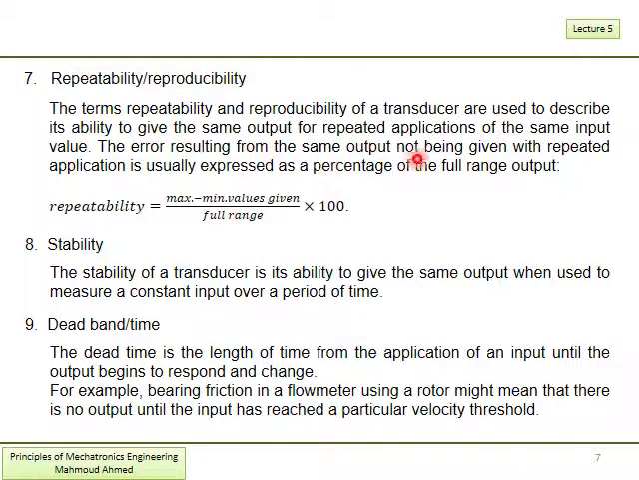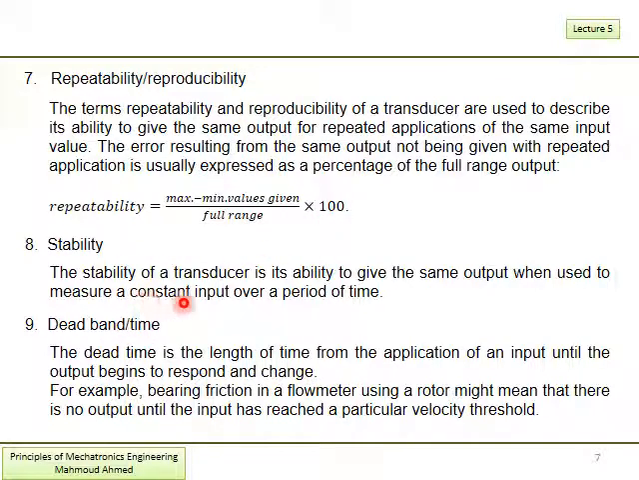So let's describe these words in a mathematical form. The repeatability is the difference between the maximum and minimum values given over the full range. This ratio here gives directly an expression for the repeatability, multiplied by 100, of course.